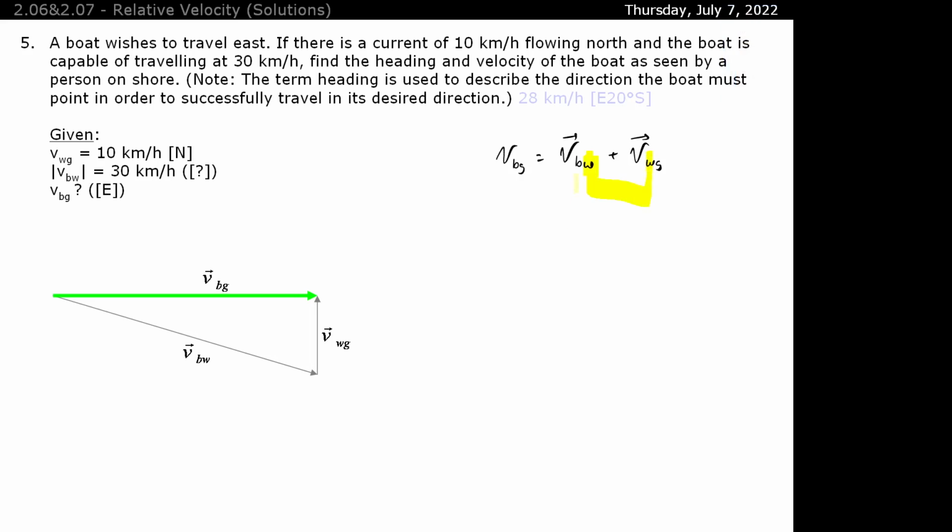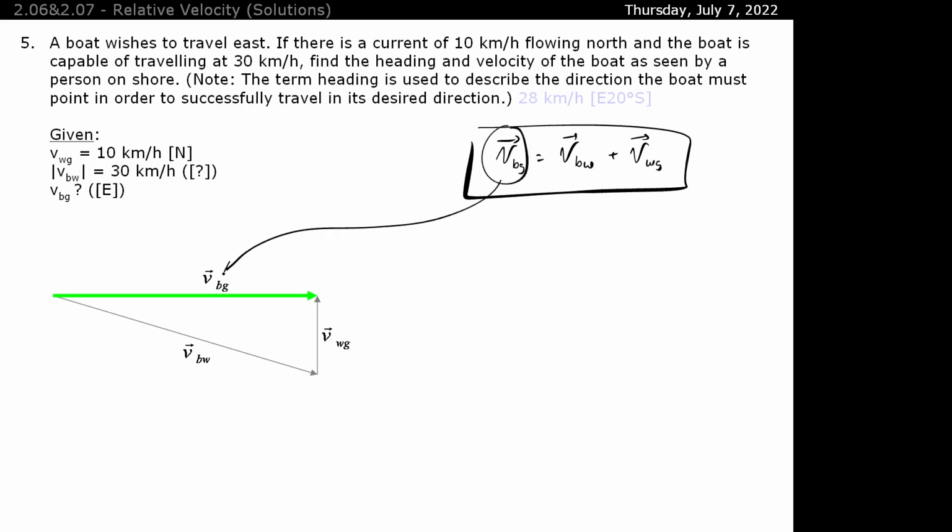Adjacent subscript letters the same? Yep. Leftover letters describing our end result? Yep. All is well. Okay, so we know that our formula is written out correctly here. Does our diagram match up with our equation? VBG is our resultant vector. Yes, it is. And it's based upon vector number 1 plus vector number 2.